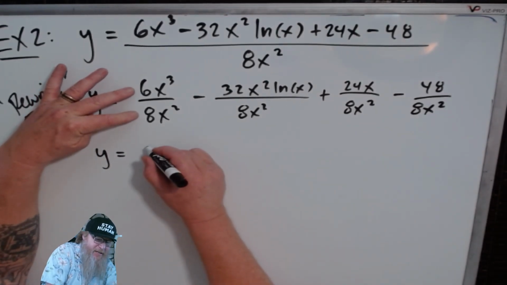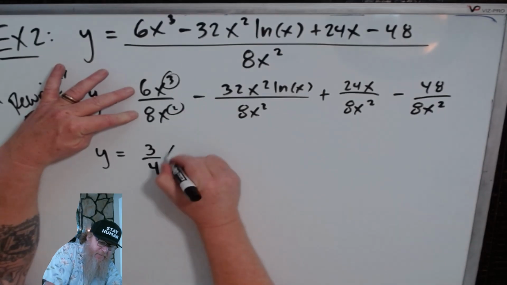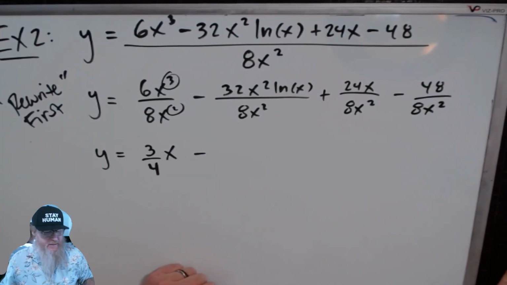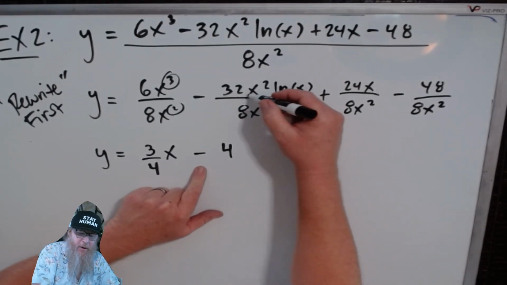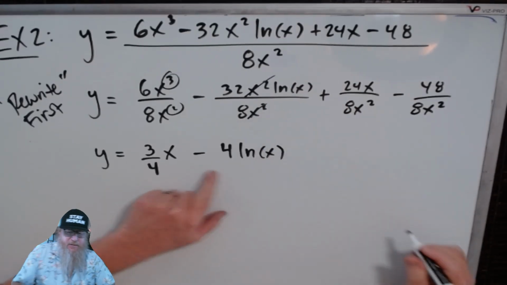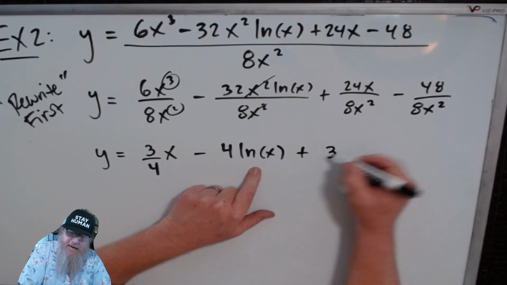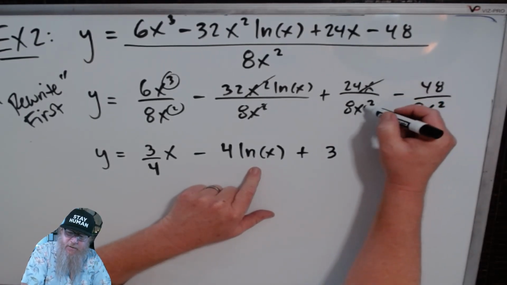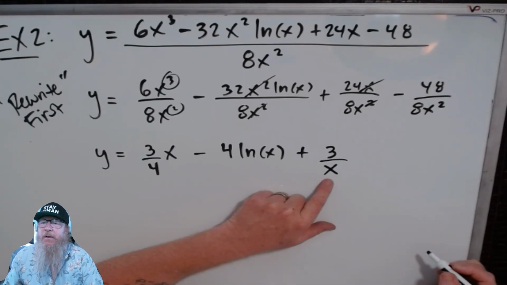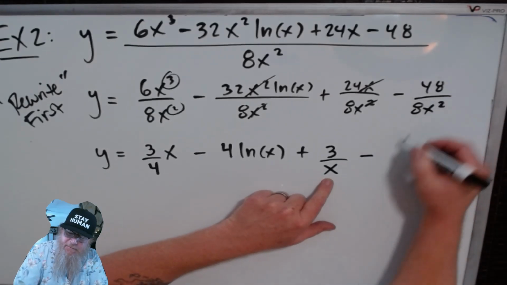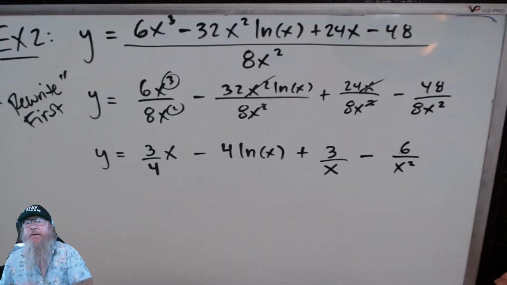So 6/8 is going to be 3/4. And then x to the third over x to the second is just going to be x. 3/4 x. 32 divided by 8 is going to be 4. The x squareds are going to cancel, and I'm going to get ln of x. 24 divided by 8 is going to be 3. And then the x in the numerator will cancel, but the x in the denominator will still be here. And then 48 divided by 8 is 6. And the x squared will still be in the denominator.